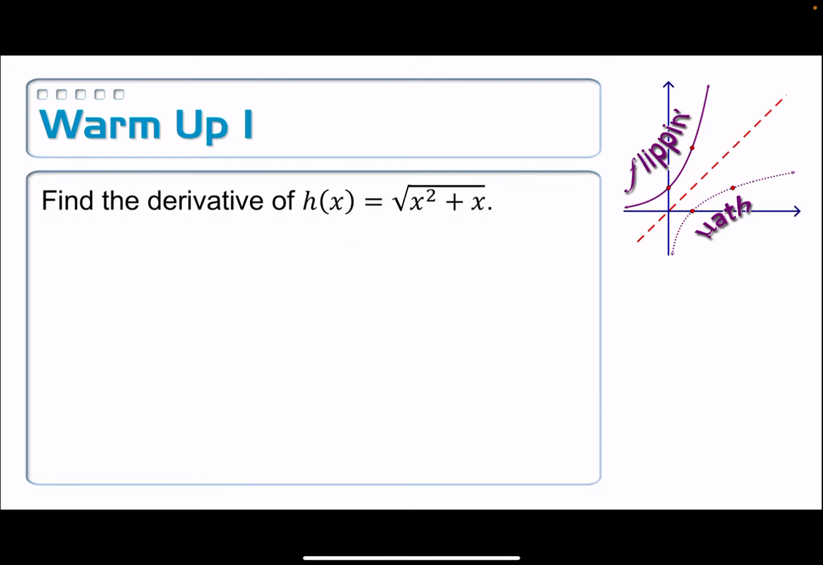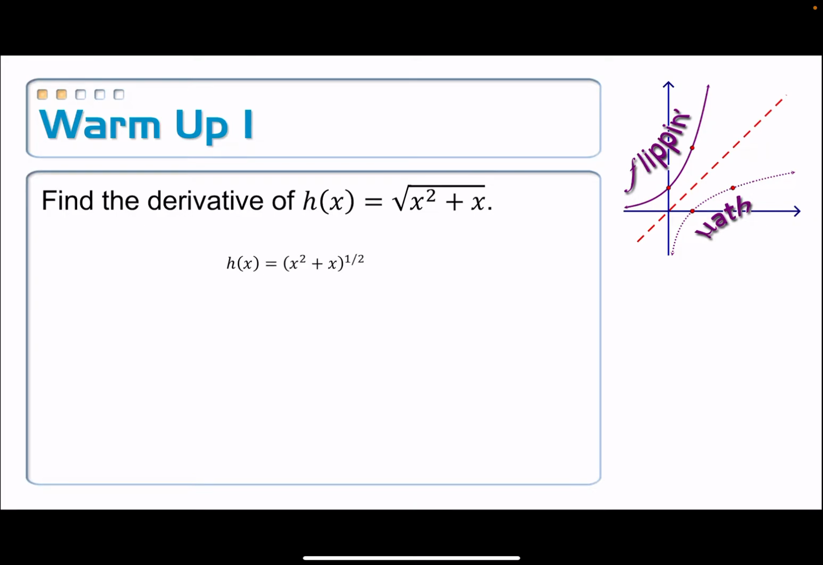So let's warm up. Find the derivative of h of x is equal to the square root of x squared plus x. Wait, why are we taking the derivative? Well, notice that this is a composite function, right? And so what we're learning to do in this lesson is to take the antiderivative of something that originally came from the chain rule, okay? And that's what we have to apply on this one.